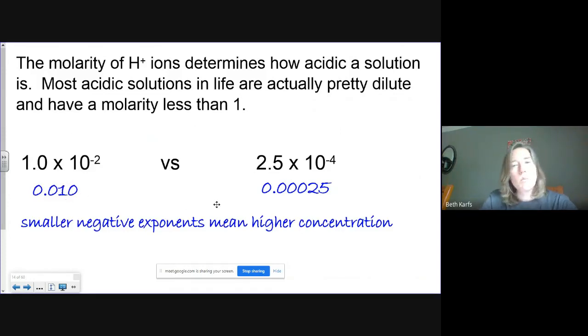So it starts to feel a little backwards because we're looking for small negative numbers to represent something big. That negative brings that kind of backwards feel. But we'll get used to it.